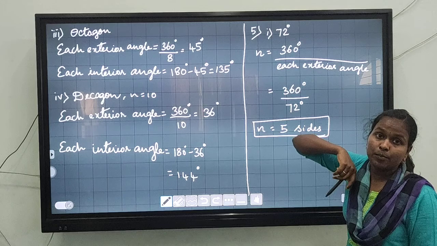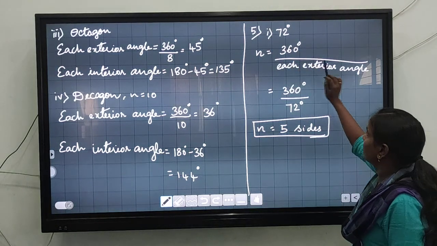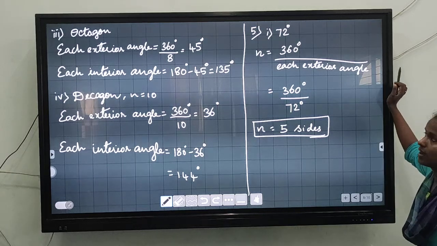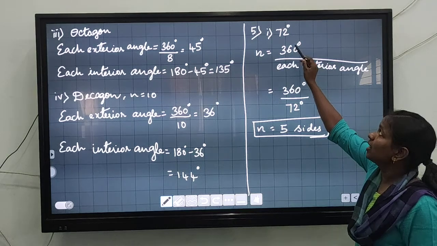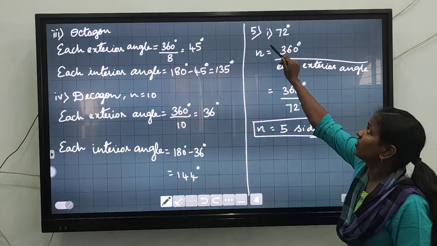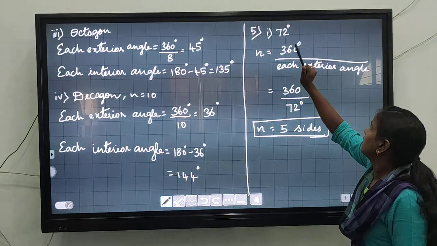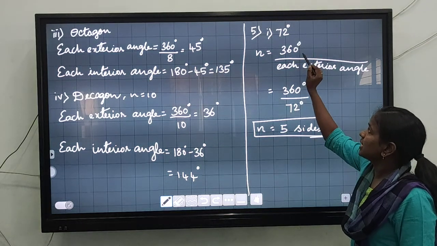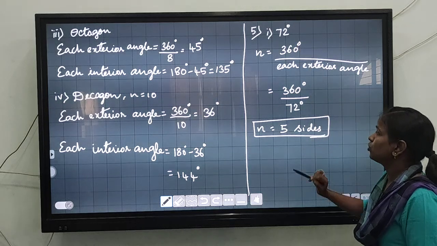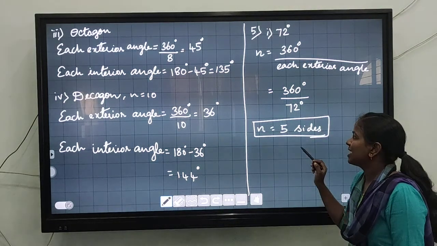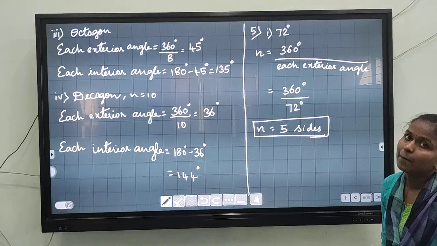What they are asking is the number of sides. We know the formula: number of sides equals 360 degree divided by each exterior angle. I am going to substitute in this formula. In the fifth part, the number given is the each exterior angle of that figure. So I am writing here 360 degree divided by 72 degree. If you cancel, you will get 5. So that figure has 5 sides. If that polygon has 5 sides, that means it is a pentagon.